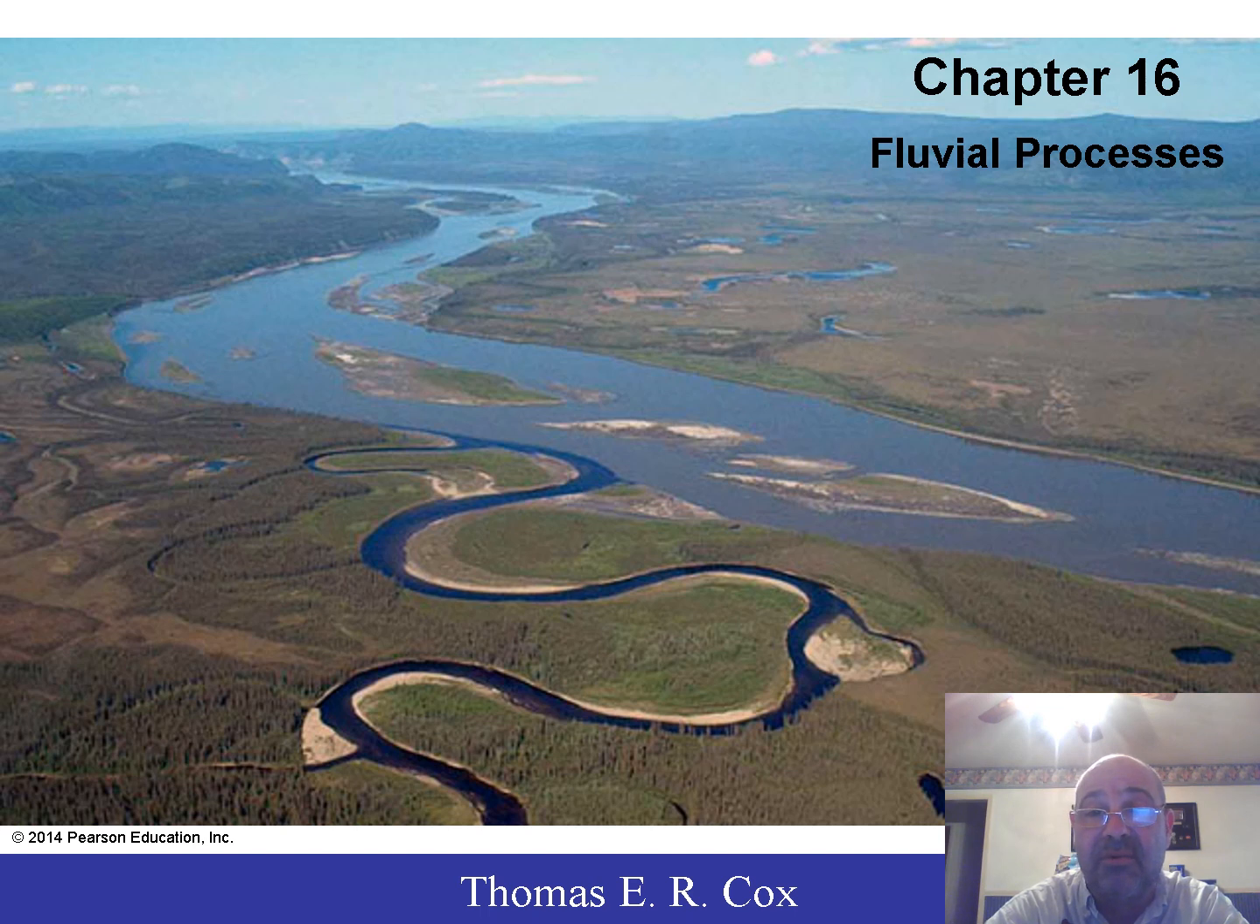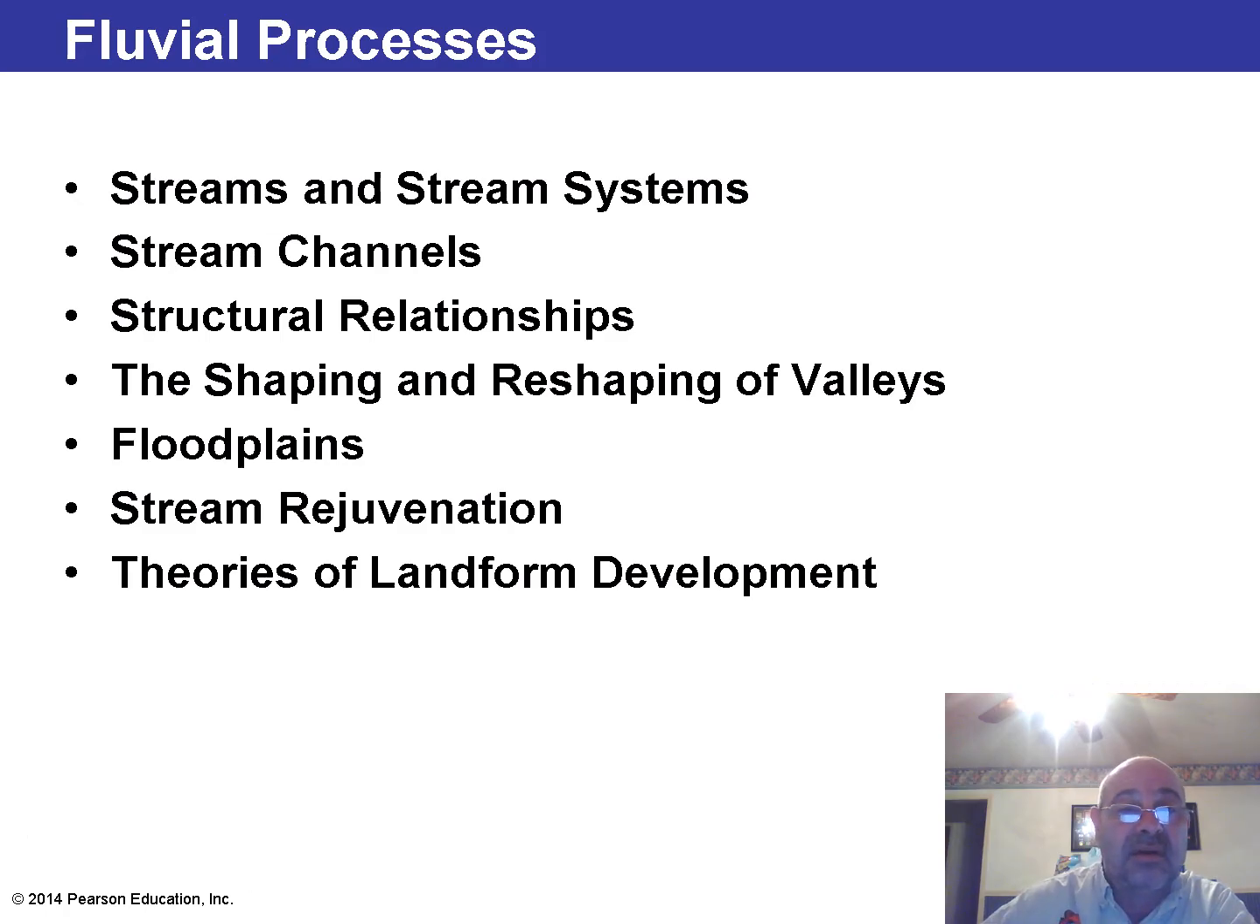So we're going to continue on here with our physical geography online classes. Today we're doing chapter 16, Fluvial Processes. Again, it comes out of the Pearson book, McKnight's Physical Geography: A Landscape Appreciation, as well as the slide backgrounds and stuff. All right, so let's keep rolling. Today: streams and stream systems, stream channel structure relationships, the shaping and reshaping of valleys, floodplains, and so on and so forth. Again, I'm going to try to do all of this in one tutorial, not two, so I'm hopefully going to get it done.